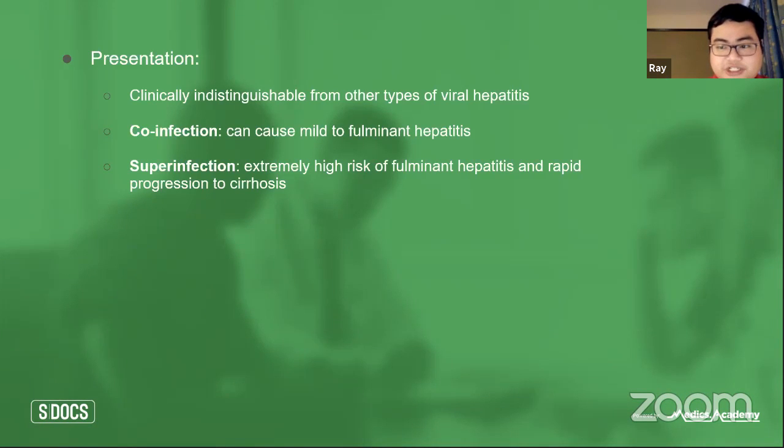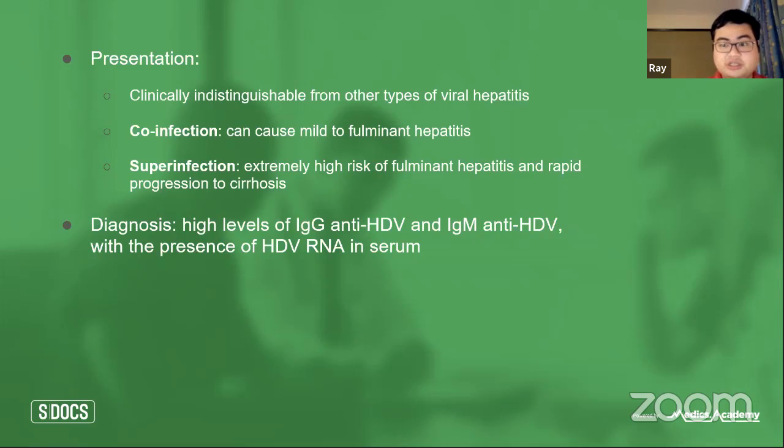In terms of presentation, it's very difficult, almost clinically indistinguishable from other types of viral hepatitis. Now, a co-infection can cause mild to fulminant hepatitis, fulminant being rapidly progressing, very serious. And a superinfection means that it's extremely high risk of fulminant hepatitis and rapid progression to cirrhosis. Okay, so a superinfection is worse than a co-infection.